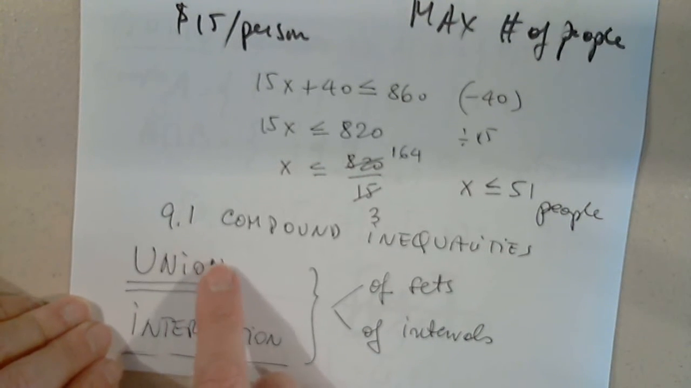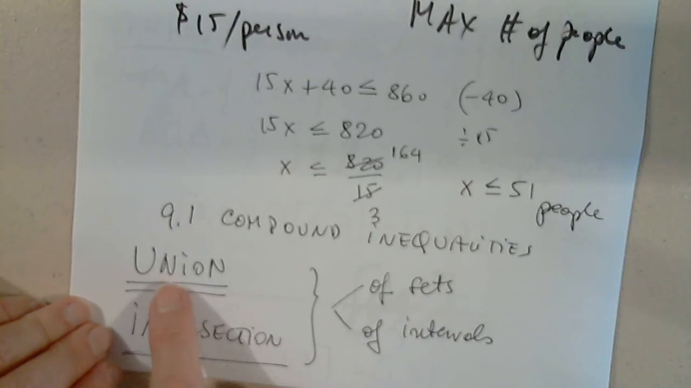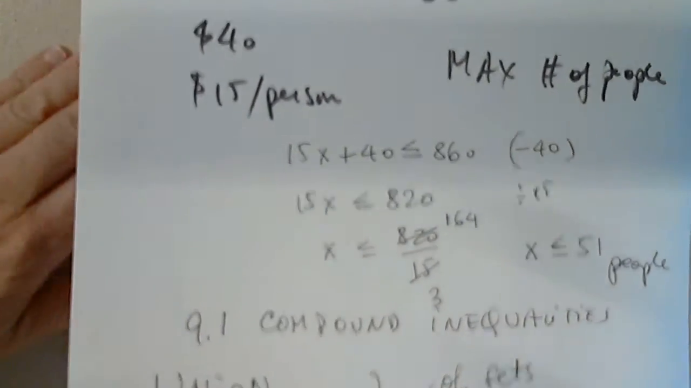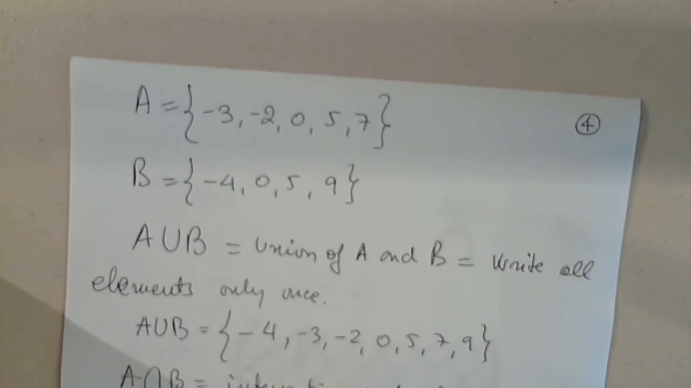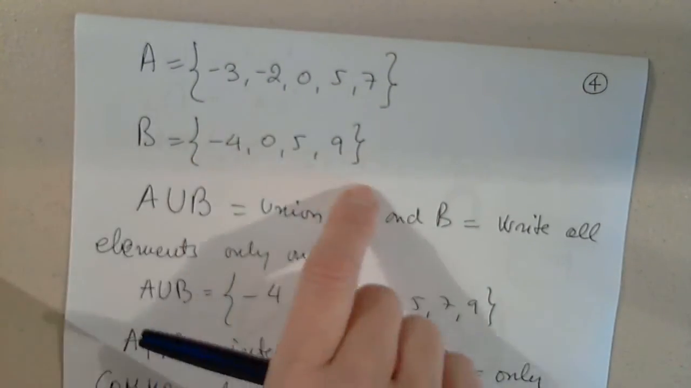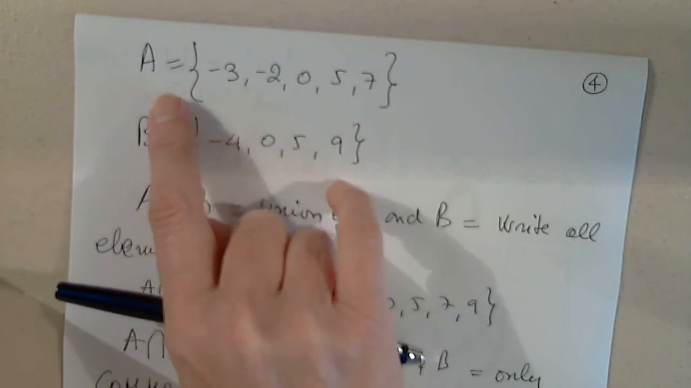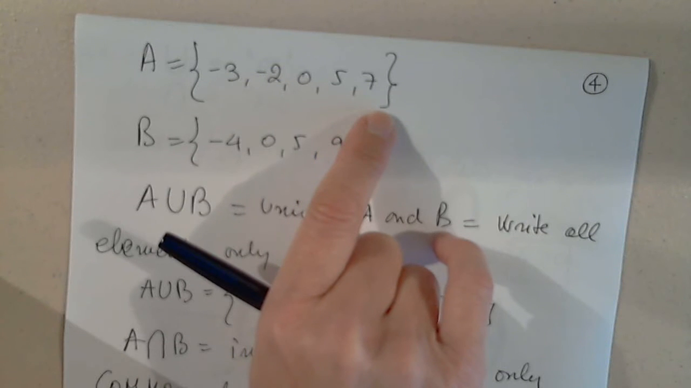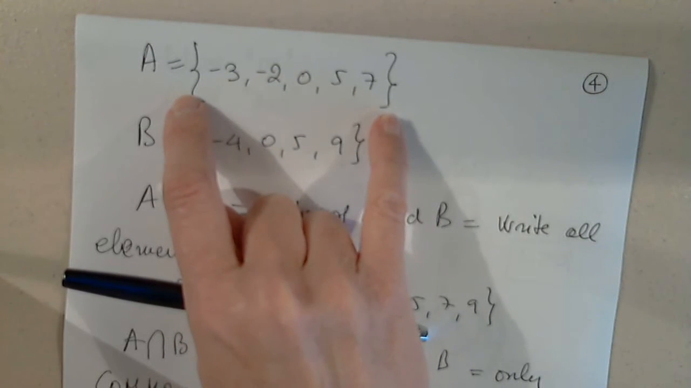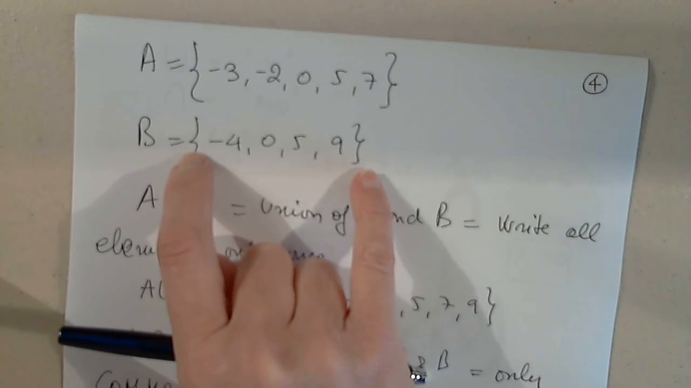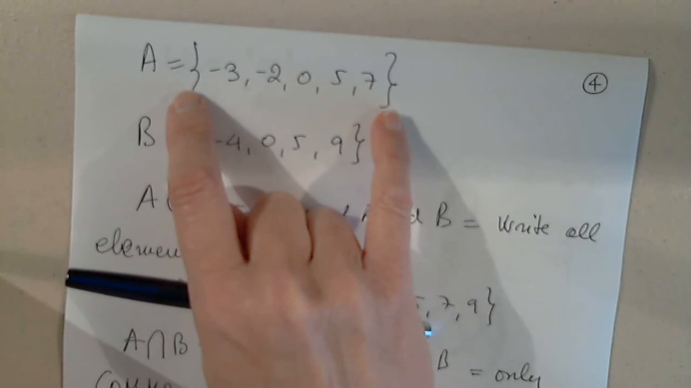Then we moved on to 9.1, compound inequalities. And we talked about union and intersection first. Union of sets, union of intervals, intersection of sets, and intersection of intervals. And this takes us to page 4. So these are two sets. They are presented with braces. Whenever the set is presented in the roster notation, we use braces. And also when we present it as a set builder notation, we also use braces.